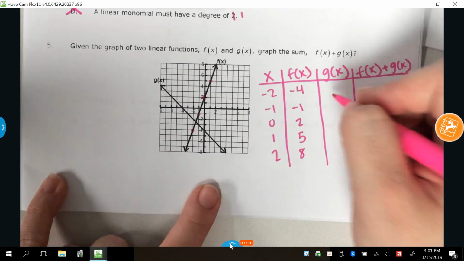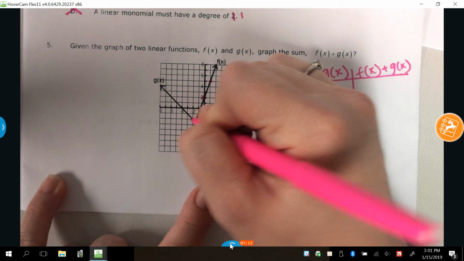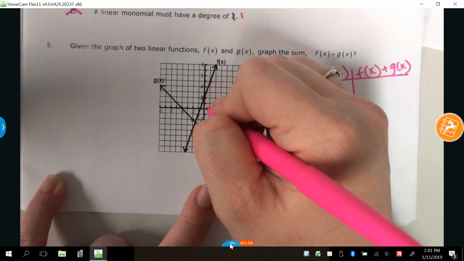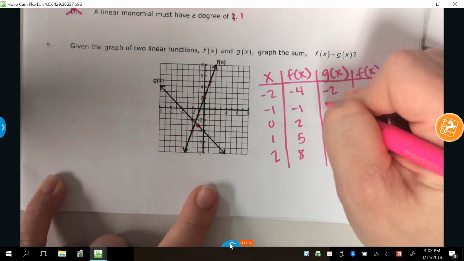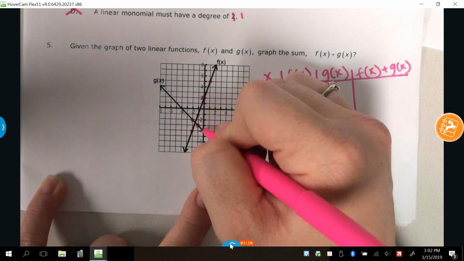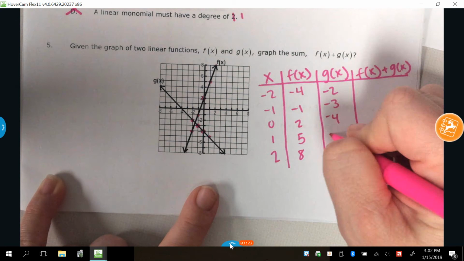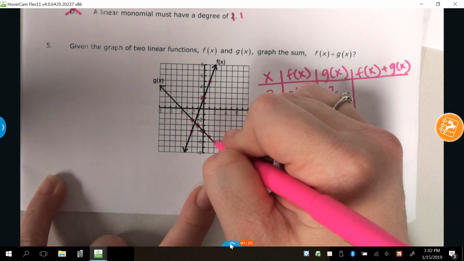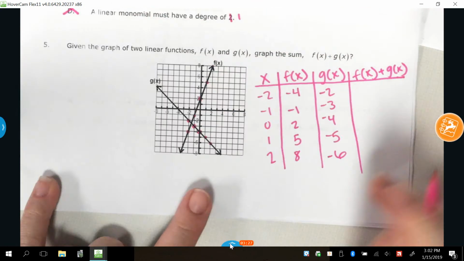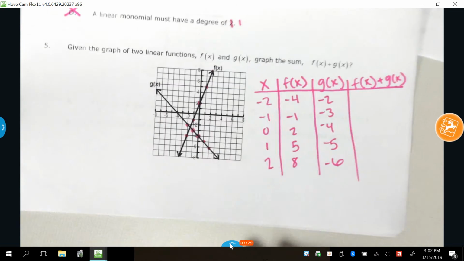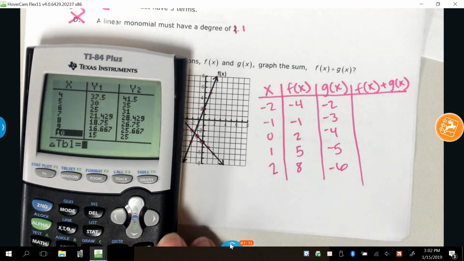Okay. G of x at -2 is -2. G of x at -1 is -3. G of x at 0 is -4. G of x at 1 is -5. G of x at 2 is -6. Guys, use your calculator here. Sorry about that. Okay.